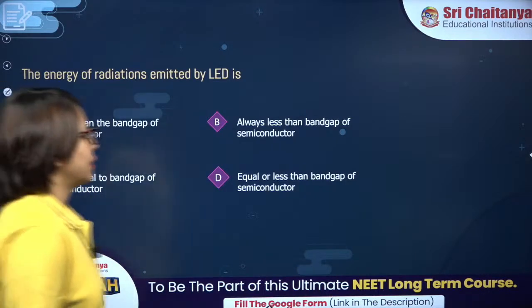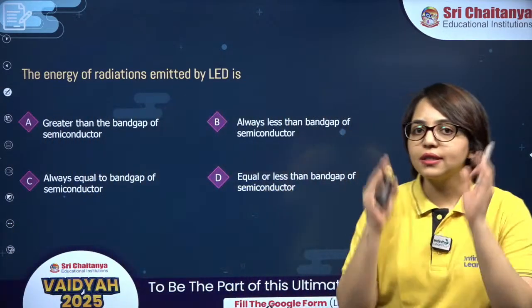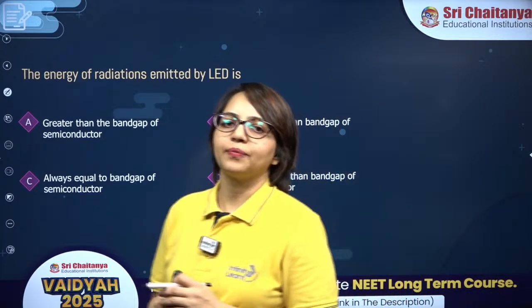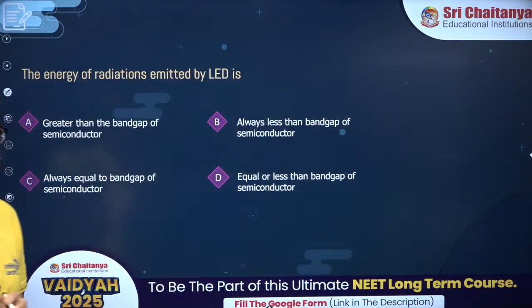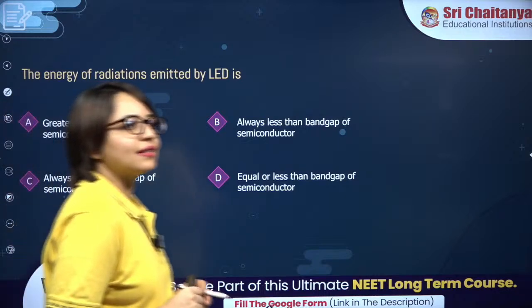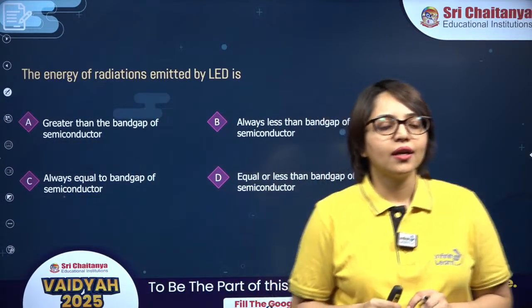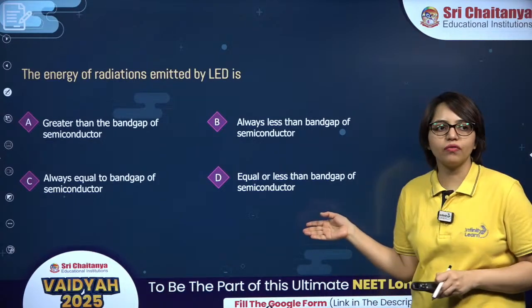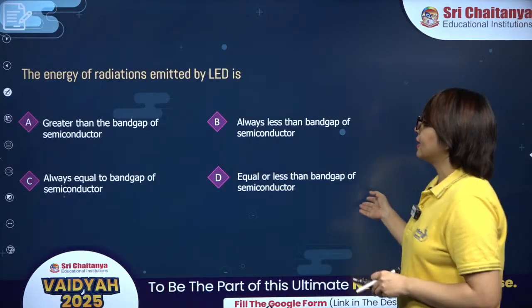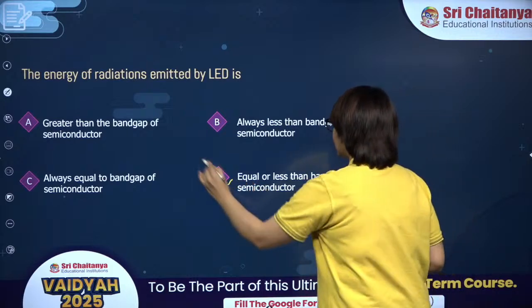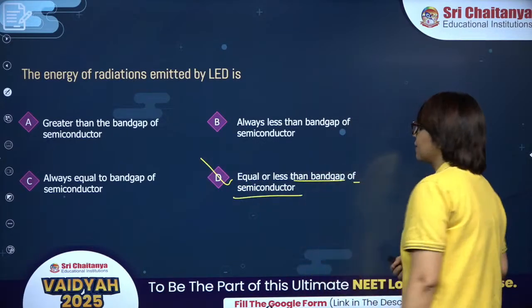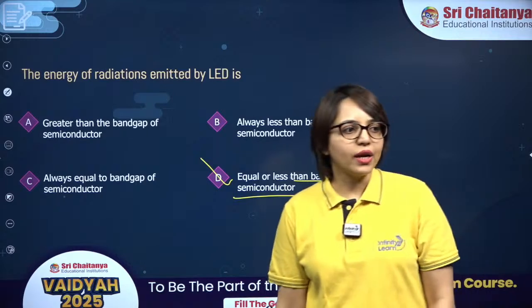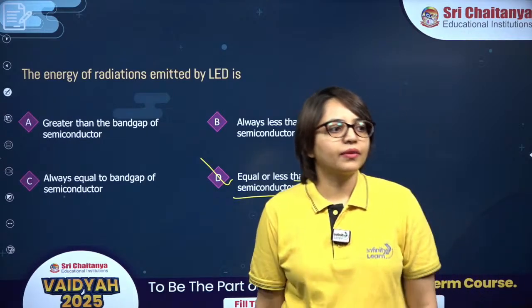Chalo, try this one. This is again an information based question and this line is clearly written in NCERT. Option C, all right. Anyone else in this one? This line is clearly written in NCERT. You can mark the correct answer if you remember this line. The energy of radiations emitted by LED is equal or less than the band gap of semiconductor, which is option D. Well done, Shravana. Well done.